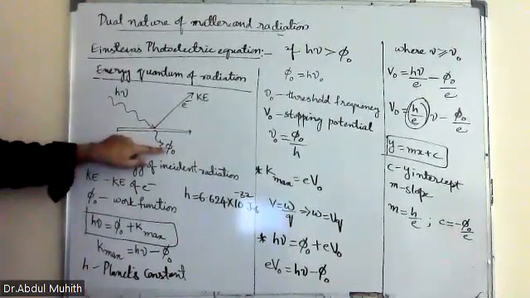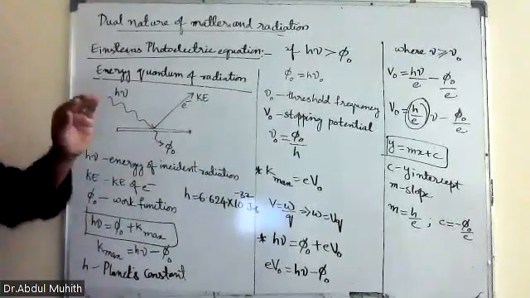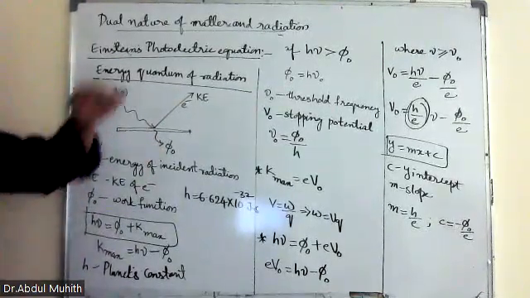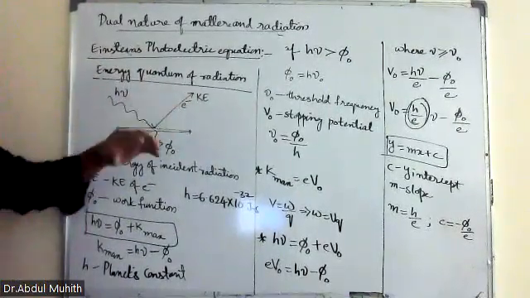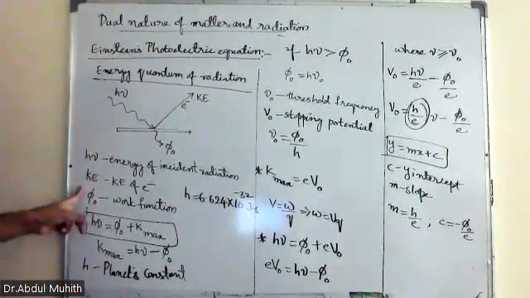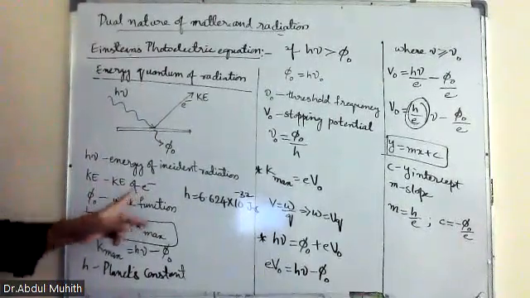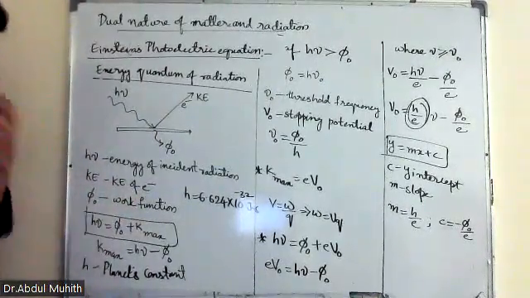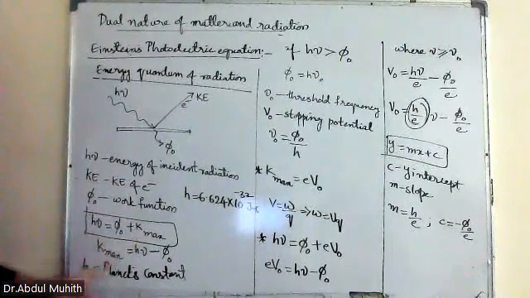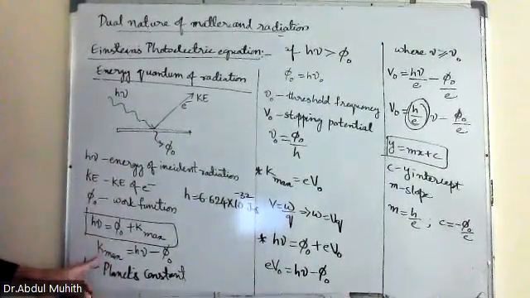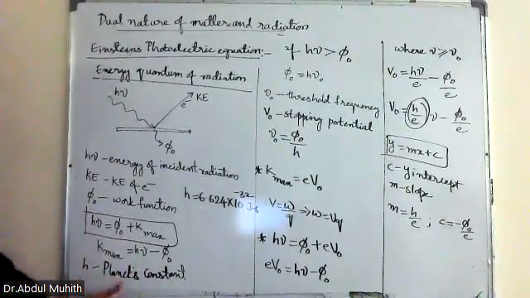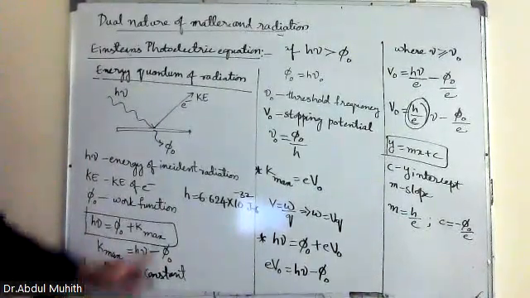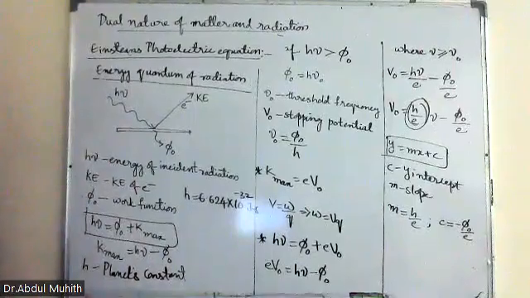Phi is the work function. Work function means the minimum energy for which the electron comes to the surface of the metal, and the remaining energy will go into kinetic energy. K is the kinetic energy of the electron. Phi 0 is the work function. So we get h nu is equal to phi 0 plus K maximum, the maximum kinetic energy. What is Planck's constant? 6.624 into 10 to the power minus 34 joule second.